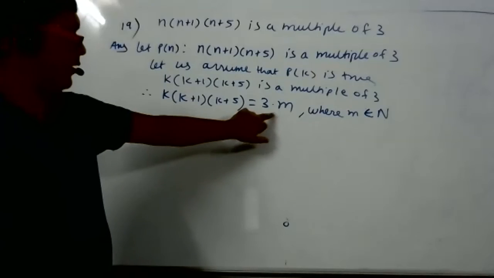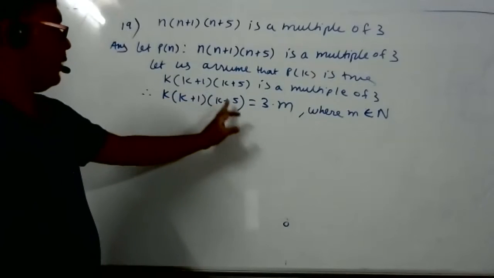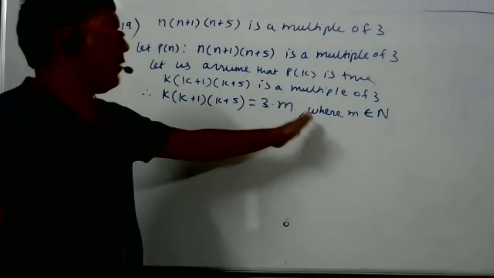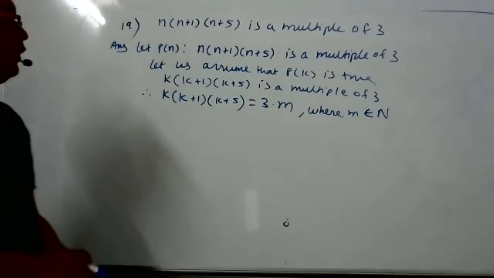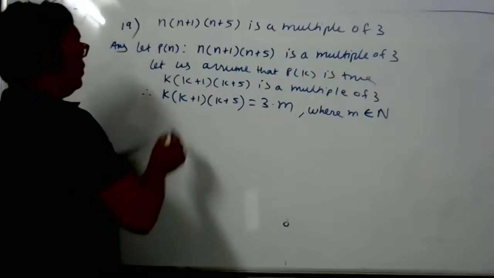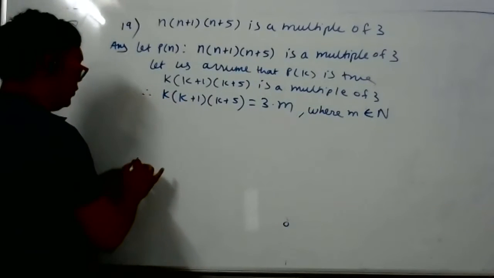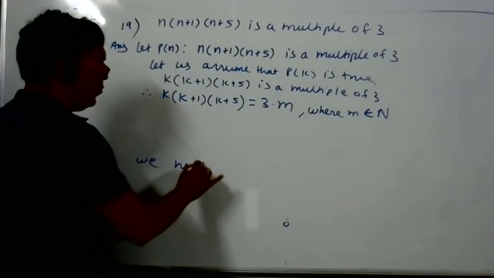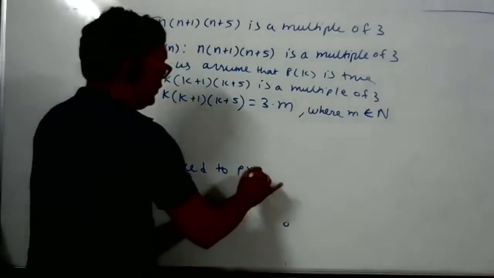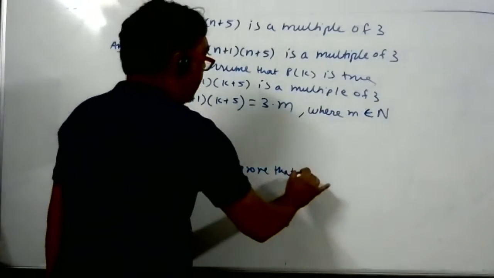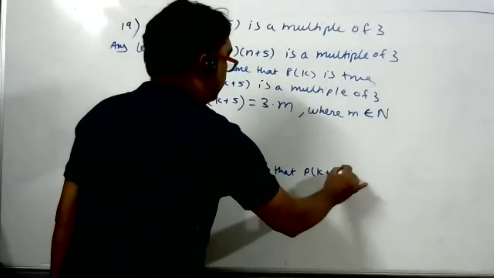So can we write the equation K into K plus 1 into K plus 5 by 3 equal to M? That way also we can write, but right now this way only: K into K plus 1 into K plus 5 is equal to 3 into some natural number. That is the meaning of multiple. Now what do we have to prove? We need to prove that P of K plus 1 is true.